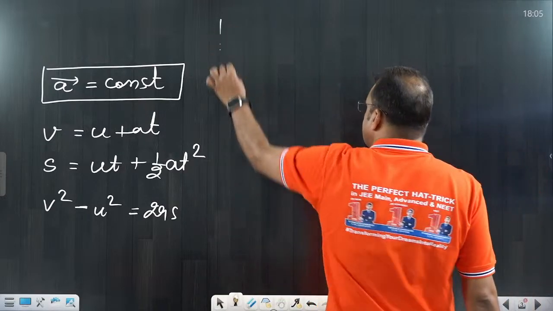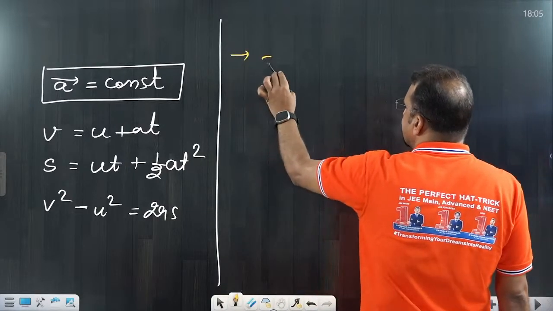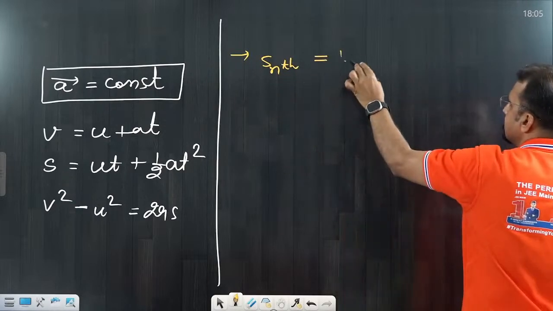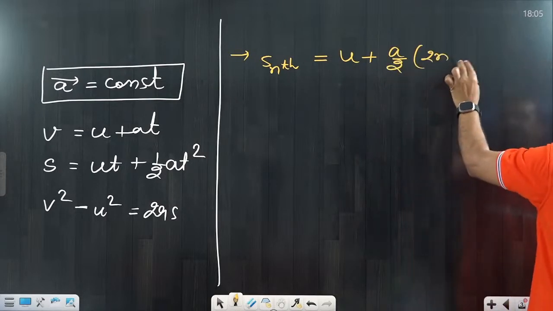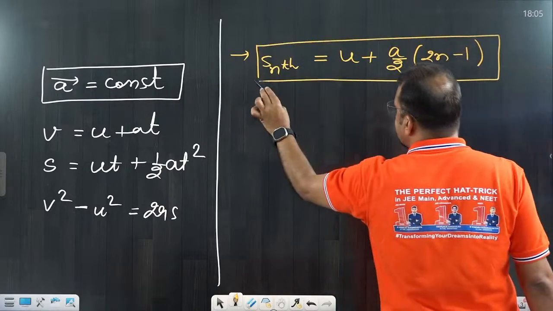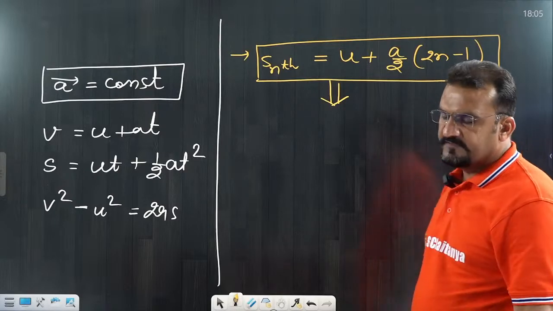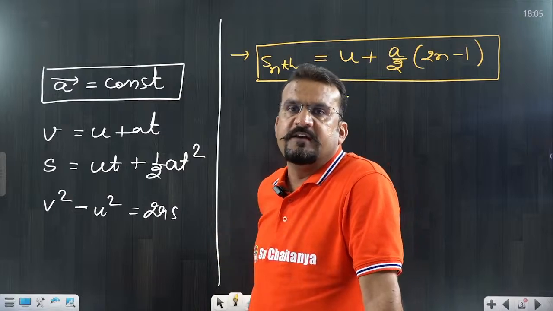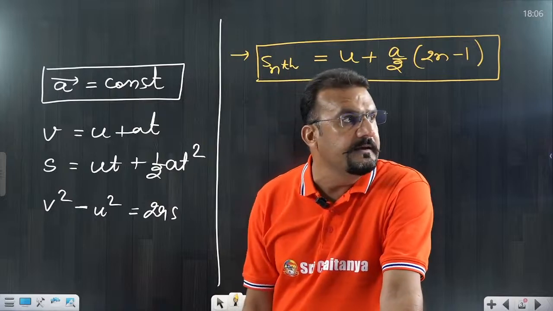And one more equation I told you yesterday, which is very, very important as far as NEET is concerned: distance covered in the nth second. That is u plus a by 2 times (2n minus 1). This is the distance, or displacement, covered in the nth second. I told you one special case: if we look at the last 10 years of NEET papers, at least 4 to 5 times, that is 40 to 50% of the time, questions are asked from the same concept.